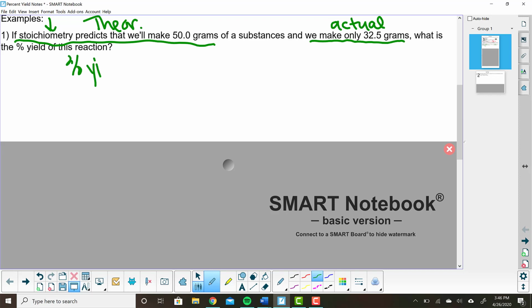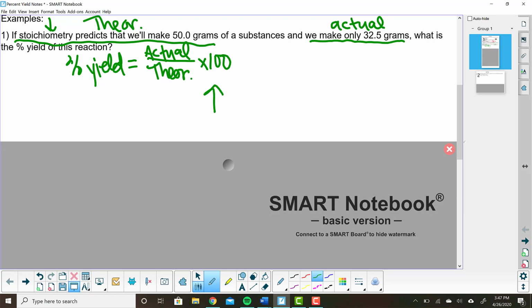Percent yield equals the actual yield over the theoretical yield, I'm just going to abbreviate, times 100. And multiplying by 100 right there, that's how we get from a decimal to a percentage.